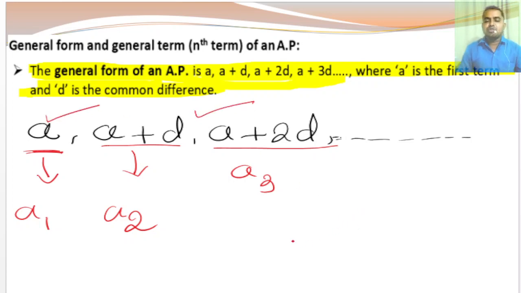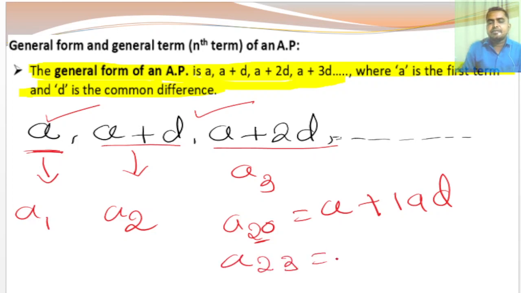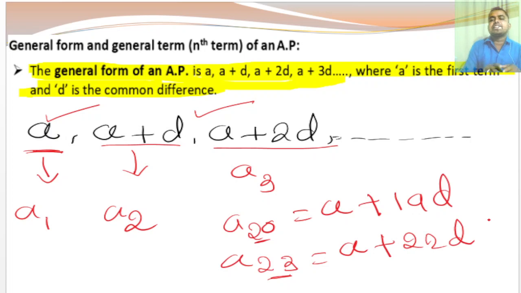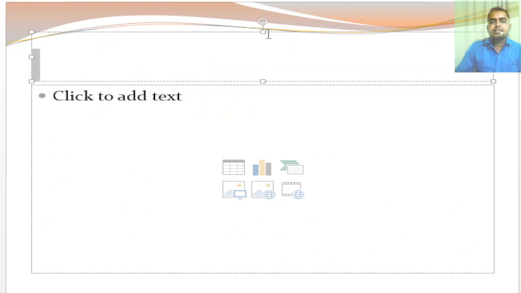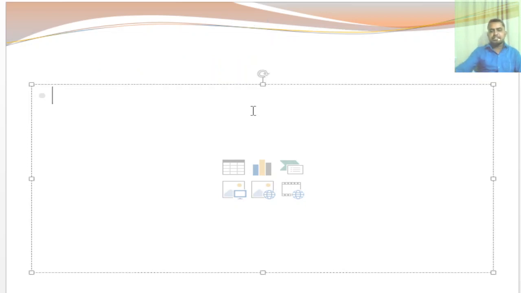General form of the AP, whose first term is a and common difference is d. Suppose you want to write the 20th term, a20 is equal to a plus 20 minus 1, that is 19d. If you want to write the general term a23, the first term is always a, 23 minus 1 is 22d. In this manner we are writing the general form of the AP. Take two or three more examples of how to write it, because it is very important, as we use it to solve problems.